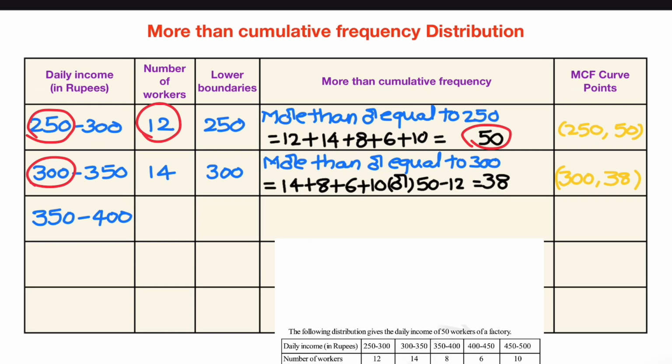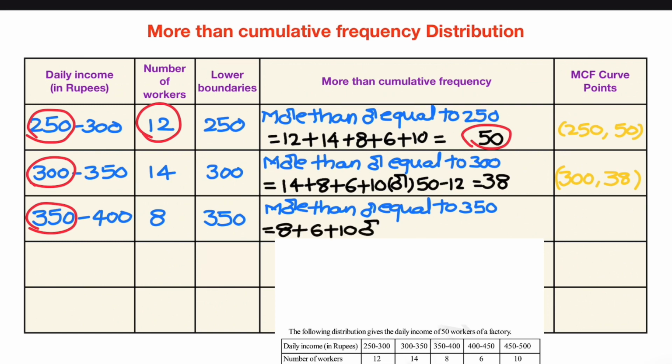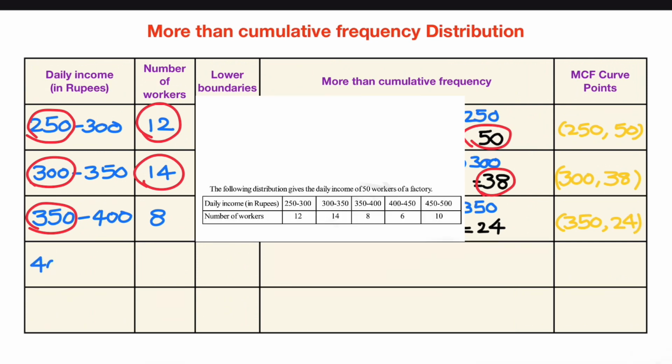Number of workers 8. Lower boundary of the class interval is 350. Here greater than cumulative frequency means number of workers who have daily income more than or equal to 350. Here 8 plus 6 plus 10 are 24, wait, 38 minus 14 equals 24. The point is (350, 24).